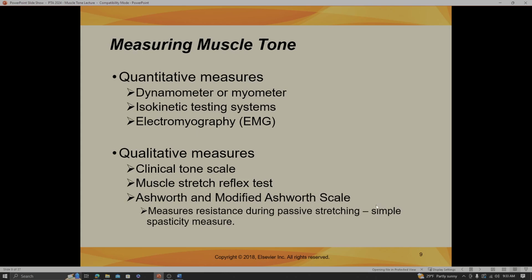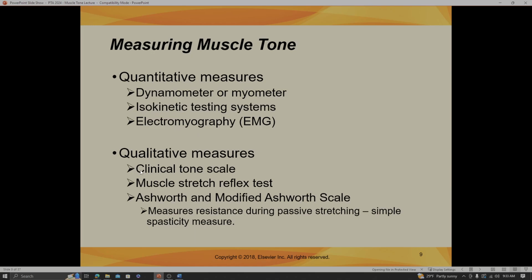All right. Huge, know the differences between quantitative measurements and qualitative measurements. Typically, as a rule, quantitative measurements are going to involve some kind of numerical value or representation of the data being synthesized and interpreted as information. So quantitative measurements are things that we can typically measure numerically, like a dynamometer reading or a myometer reading or isokinetic testing or an EMG.